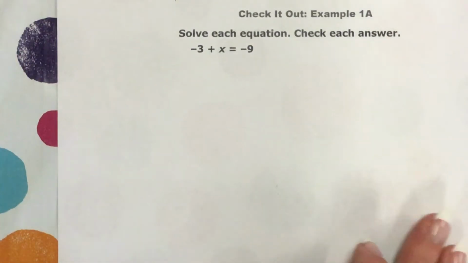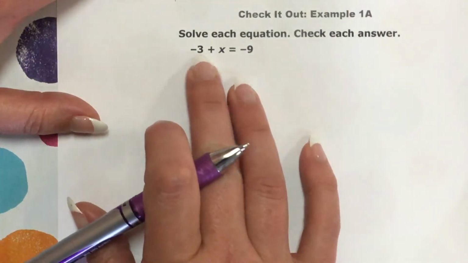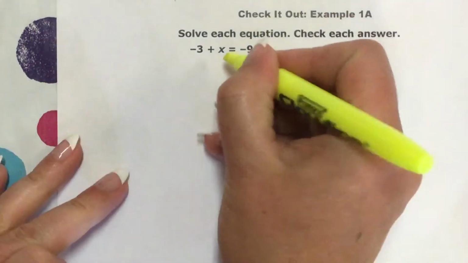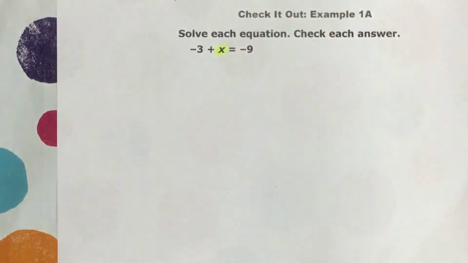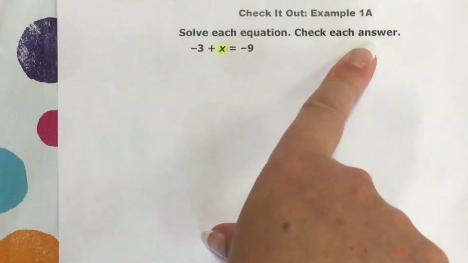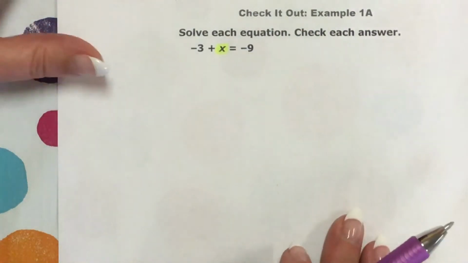All right, let's go ahead and solve these. So we have -3 plus x equals -9. So we're trying to figure out what x is. And make sure you check each answer. If you didn't check it, pause it and write the original equation, go through that whole process.